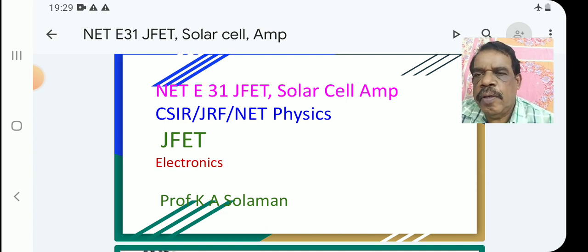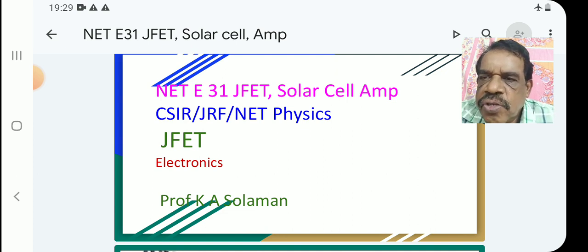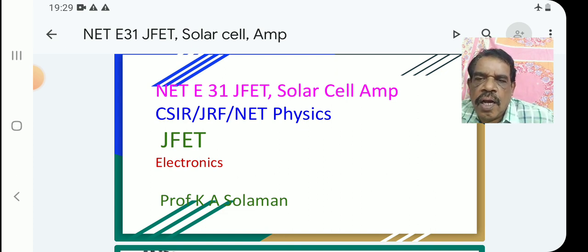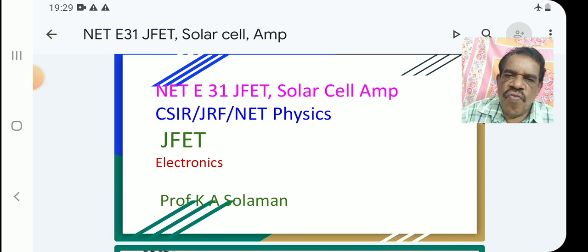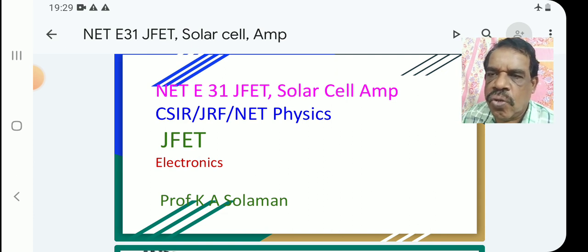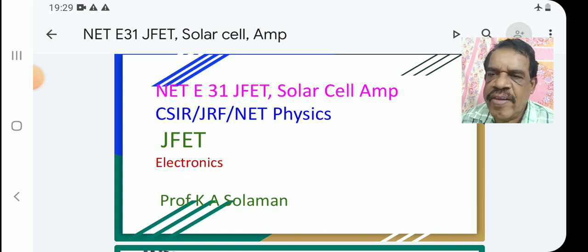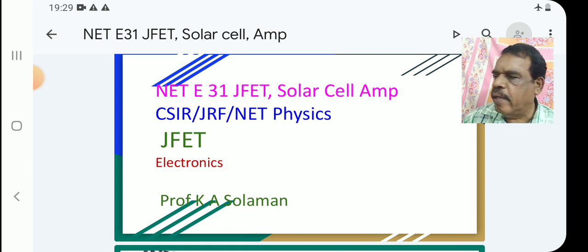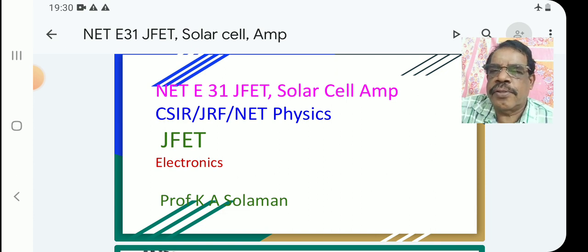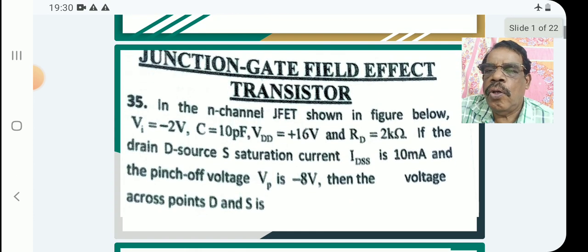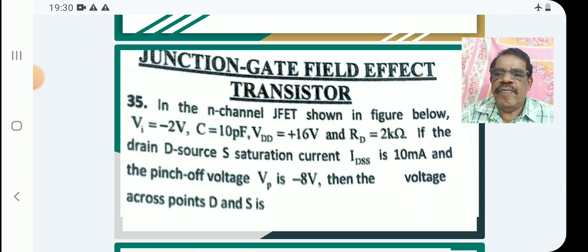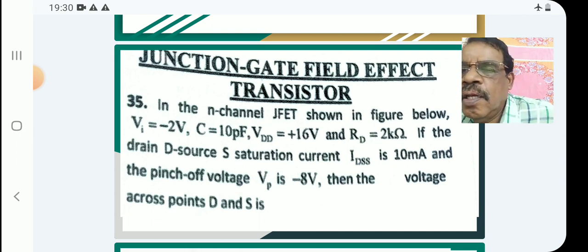Today we see class number NET E31. In this class, we discuss JFET, solar cell and amplifier questions from electronics, the questions related to junction field effect transistor, solar cell and amplifiers. CSIR JRF NET Physics class. So the first question is a field effect transistor, FET, question.